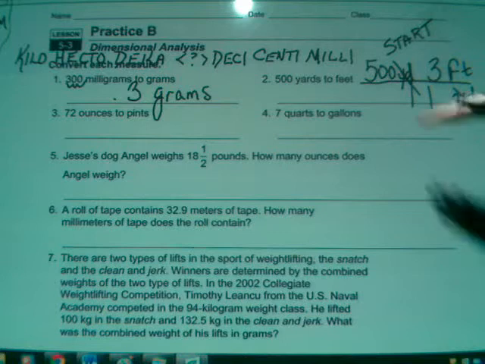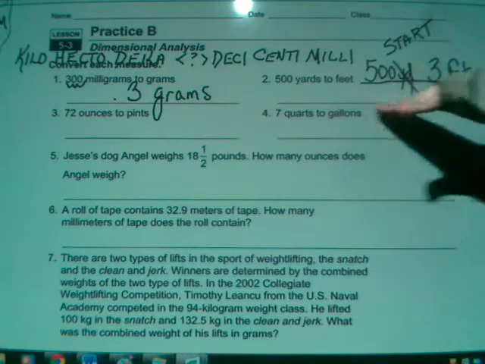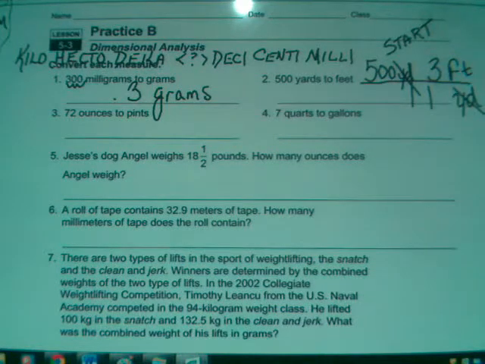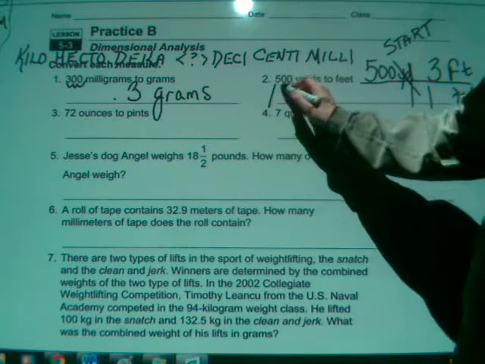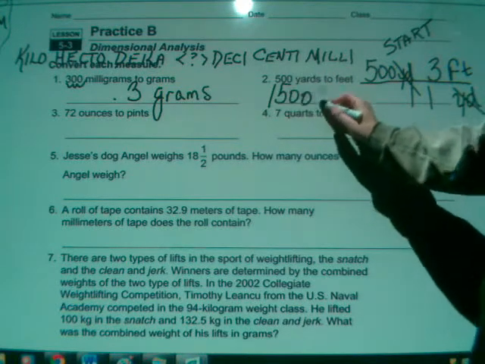Remember what you do then is multiply across the top, multiply across the bottom, and divide the two. 500 times 3 on the top is 1,500. 1 on the bottom, 1,500 divided by 1 is 1,500. So 500 yards is the same as 1,500 feet.